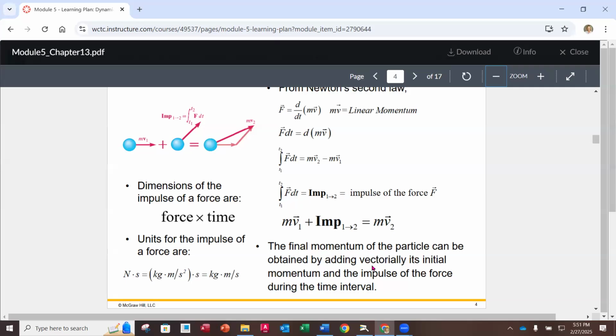So this is something that we actually probably experience multiple times during the day. And so it's very relatable. That's why I like momentum. It's one of my favorite subjects actually in physics.